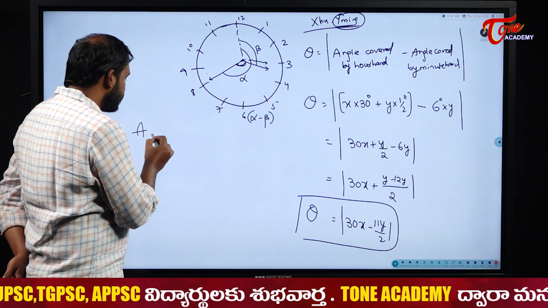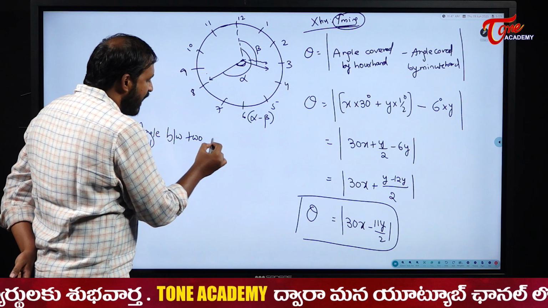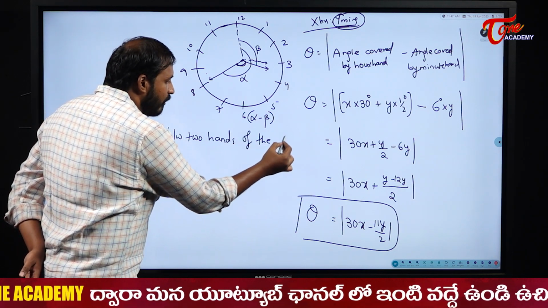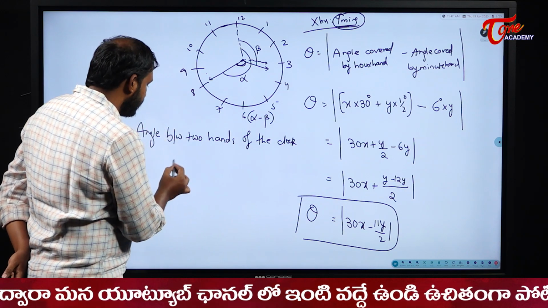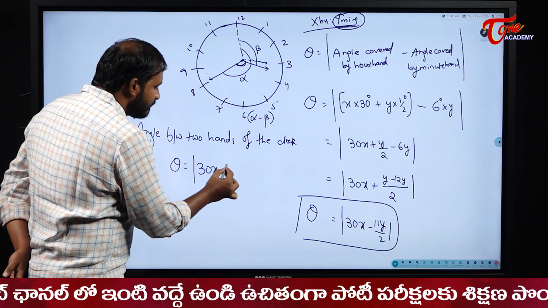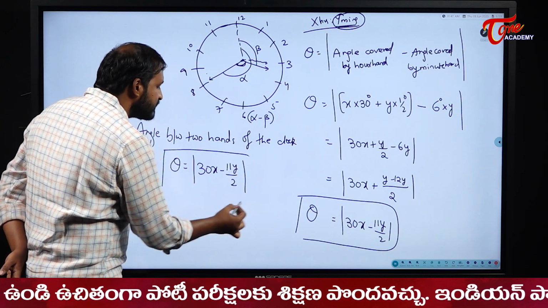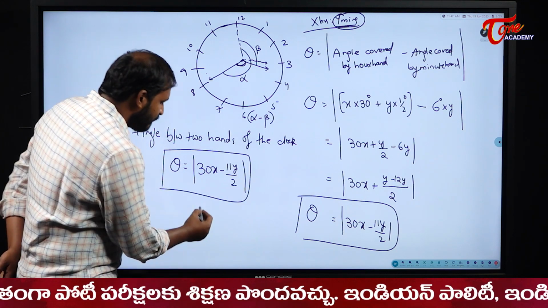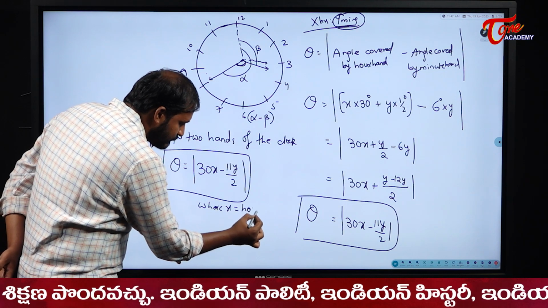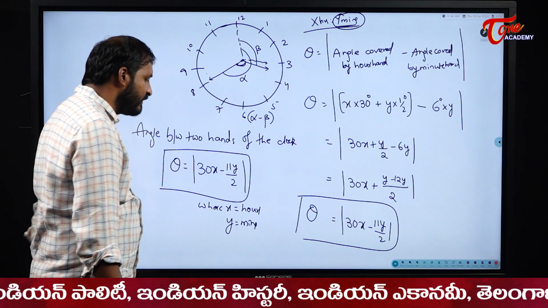The angle between two hands of the clock, theta, is equal to the modulus of 30x minus 11y/2, where x is hours and y is minutes.